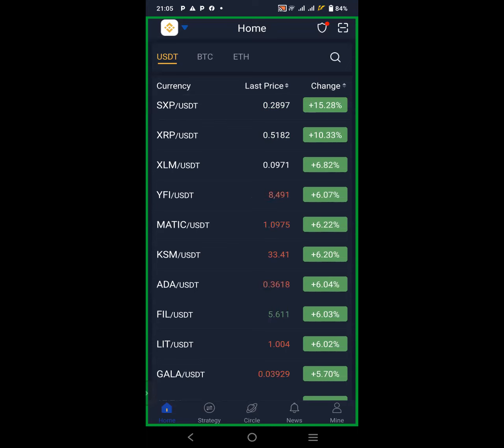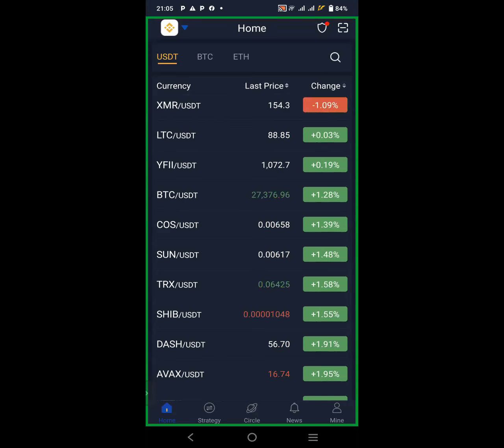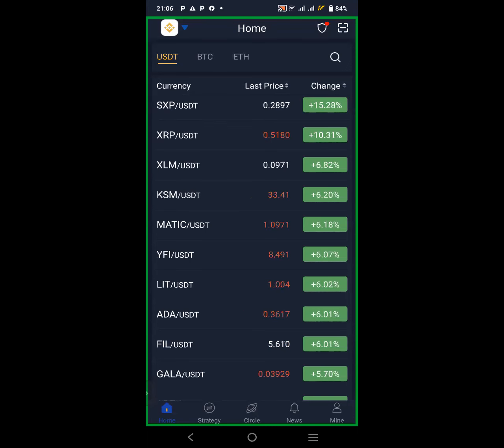When you click change, this is what's happening, ladies and gentlemen. Now, you are able to see coins that have done the most and those that have fallen the most, or those that haven't done so much. So it is not advisable to trade SXP unless you are in love with it. It's not advisable to trade it because it has already done a lot, 15% upwards, you see? It has already done a lot.